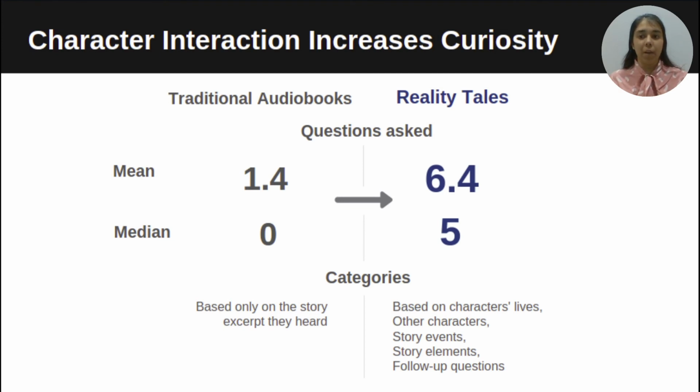We observed that while listening to a traditional audiobook, the participants could think of 1.4 questions on an average, with the median as 0 questions. The questions were only based on the storyline and the excerpt they heard. Whereas with Reality Tales, the participants asked 6.4 questions on an average, with the median as 5 questions. Direct user character interaction prompted the participants to ask questions that were based on the characters' lives, other characters, story events and elements, and follow-up questions.